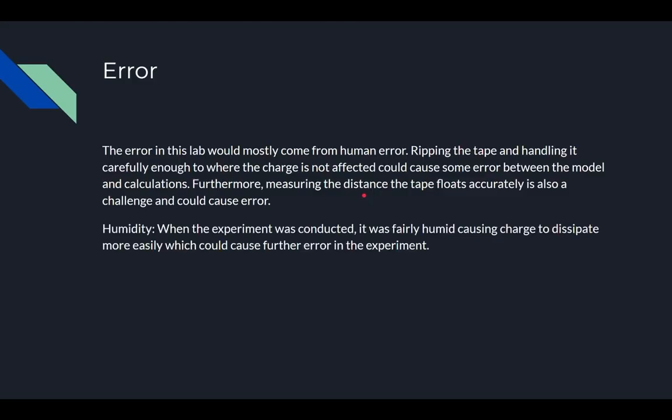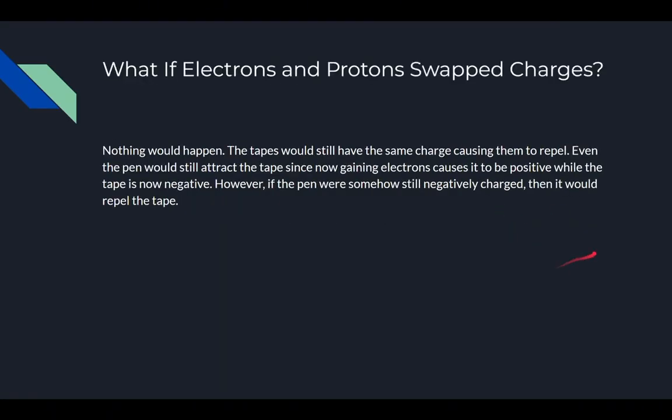The error in this lab would mostly come from human error, because ripping the tape and handling it carefully enough to where the charge is not affected could cause some error between the modeling calculations. However, it seems that they're pretty close in this instance. And furthermore, measuring the distance the tape floats up accurately was also difficult and could cause error. Furthermore, the humidity on the day was fairly high, which, because the water in the air causes electrons to transfer more easily, could cause even more error.